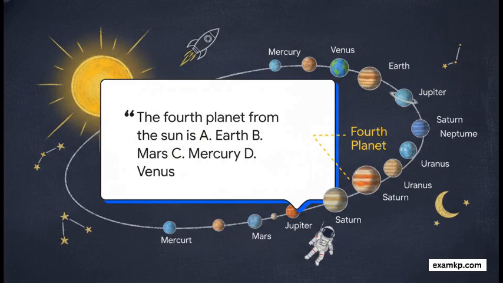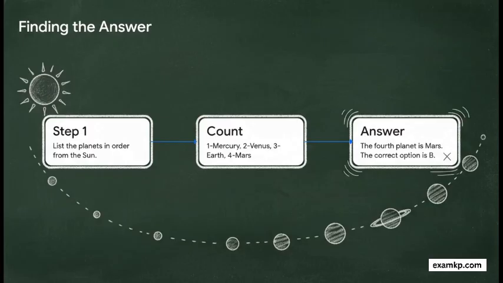Simple. We just have to know the order. Let's count them out from the sun together. Number 1 is Mercury. Number 2 is Venus. Number 3 is our own Earth. So which one is 4th? That's right, it's Mars. So the correct option is B. You see how important knowing the order is? It's absolutely non-negotiable for you to succeed.